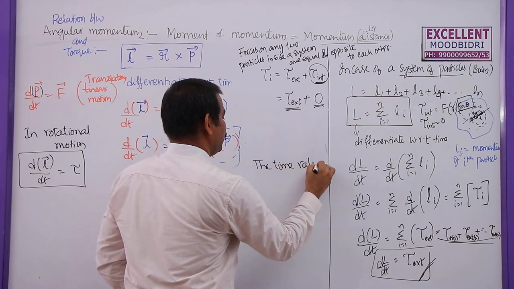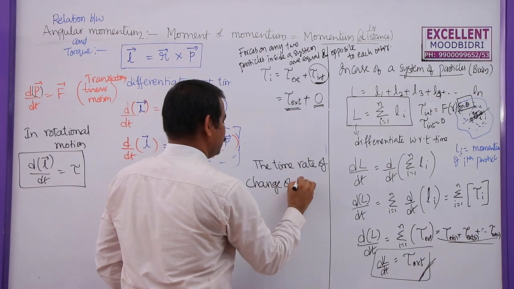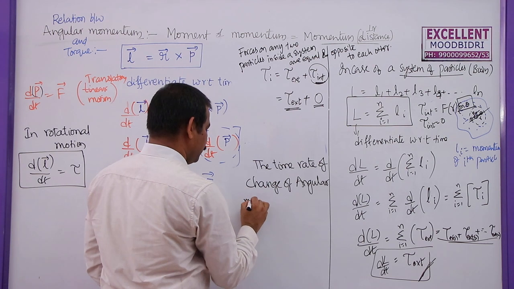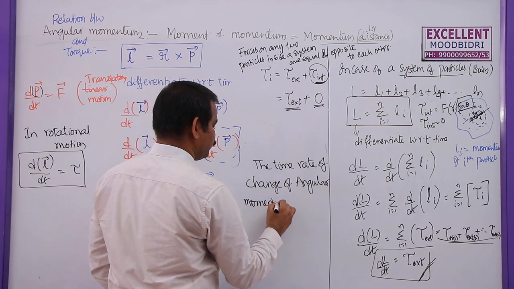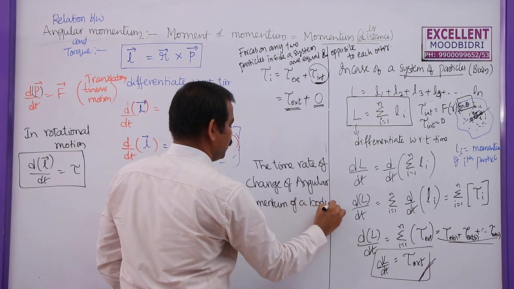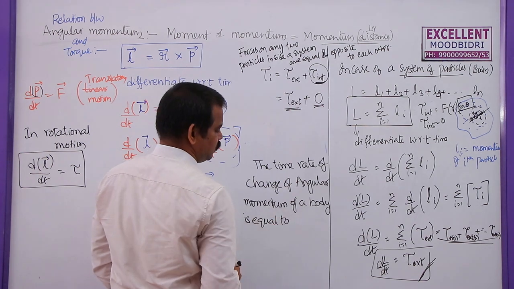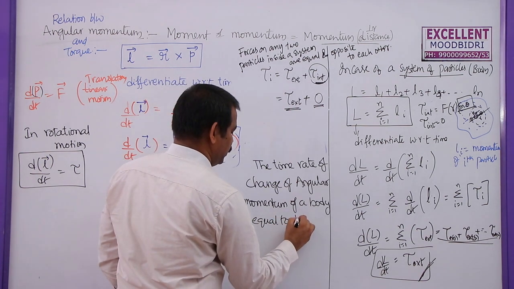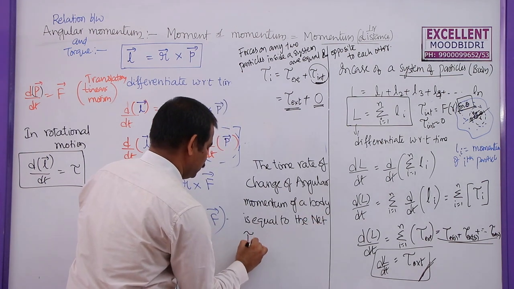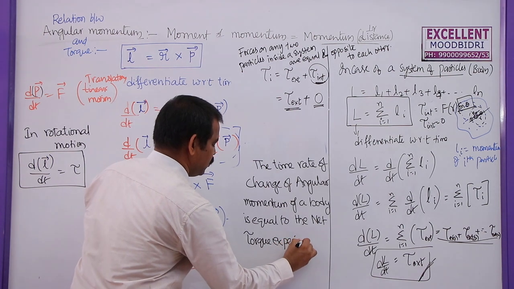The time rate of change of angular momentum of a body or system of particles is equal to the net torque experienced by the body.